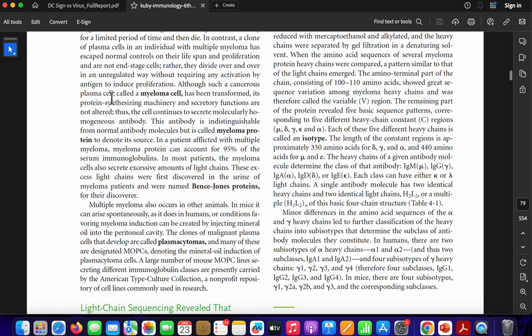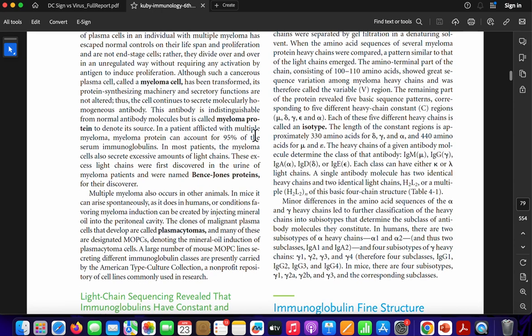Although such a cancerous plasma cell, called a myeloma cell, has been transformed, its protein synthesizing machinery and secretory functions are not altered. Thus, the cell continues to secrete molecularly homogeneous antibody. This antibody is indistinguishable from normal antibody molecules, but is called myeloma protein to denote the source. In a patient afflicted with multiple myeloma, myeloma protein can account for 95% of the serum immunoglobulin.